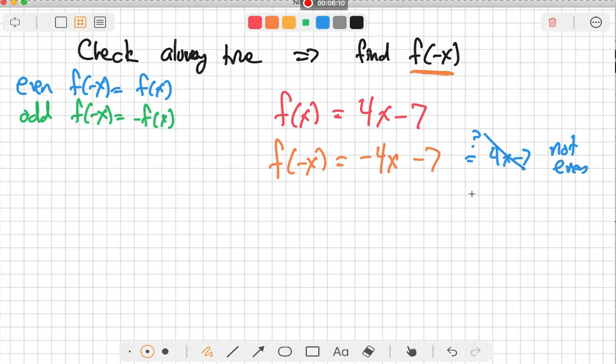So then I check, okay, does this equal the opposite of f of x? The opposite of 4x minus 7 would be negative 4x plus 7. So we got the negative 4x, that's good, but we got a plus 7 versus a minus 7, so it's not odd. So this is neither. And that makes sense, this is a line, and lines are not symmetrical with the y-axis. They can be symmetrical with the origin if they go through the origin, but otherwise no, so that's a neither.